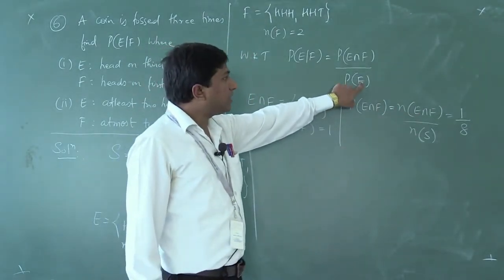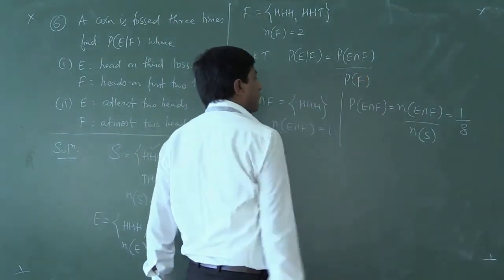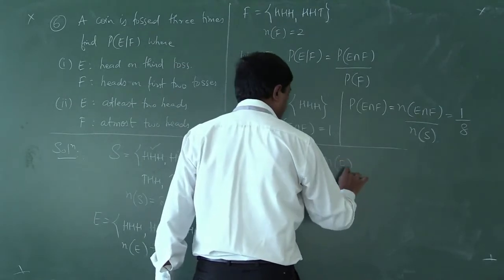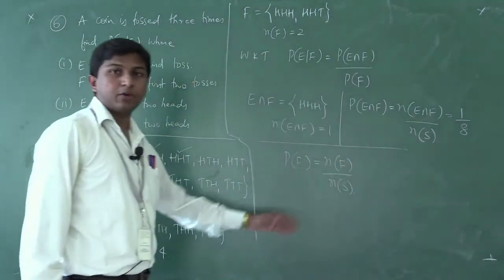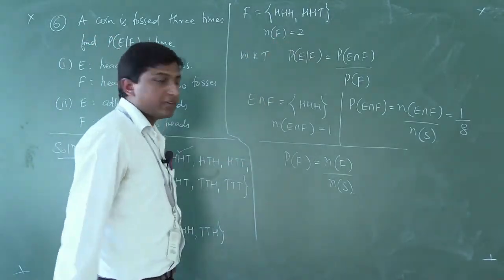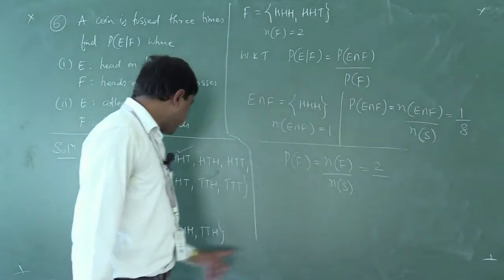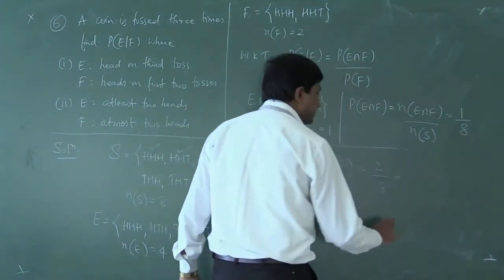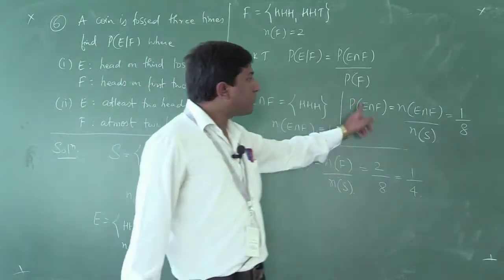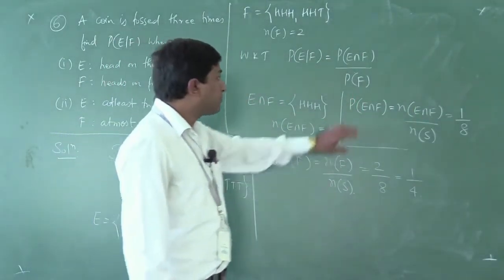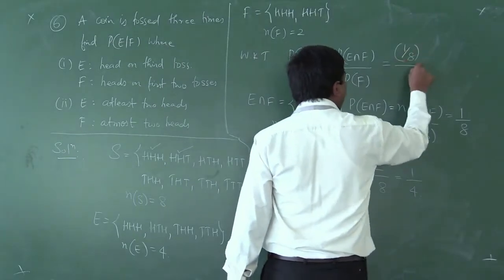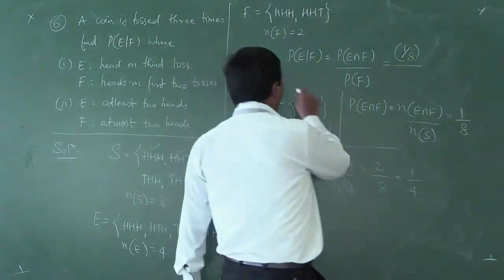What else do we need? We need the probability of event F, P of F. What is P of F? It is nothing but N of F by N of S. The P of F formula is N of F by N of S. What is N of F? N of F is 2. So this is 2 by N of S, which is 8. 2 by 8. On further simplification, we get 1 by 4. P of F is 1 by 4. P of E intersection F is 1 by 8. We will substitute these two values here. What do we get? P of E intersection F is 1 by 8 divided by P of F value, which is 1 by 4.